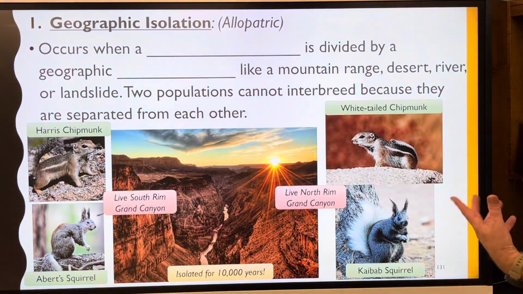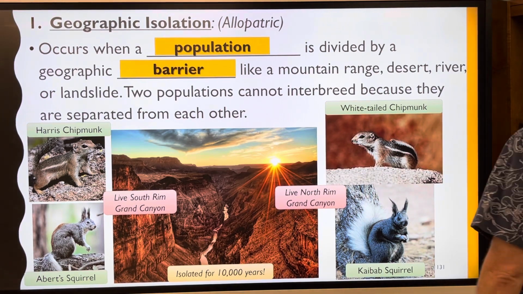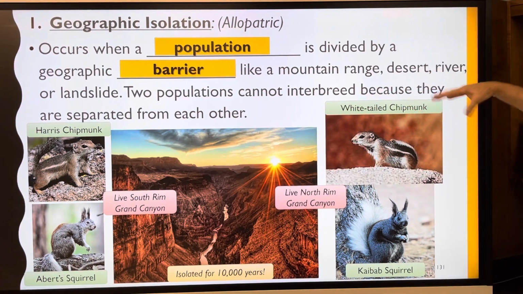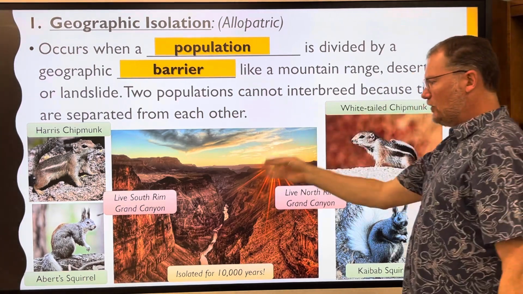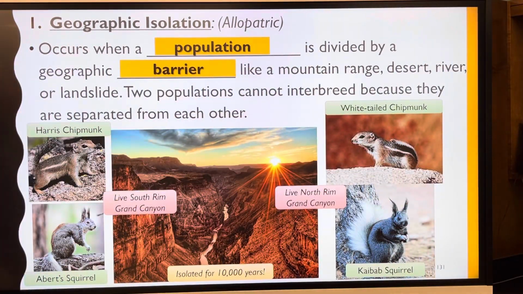The first one is geographic isolation, and this is the easiest one to understand. So it's called allopatric. It occurs when a population is divided by a barrier, like a mountain range, a desert, a river, or a landslide, and two populations can't interbreed anymore, so they're separate from each other, and that's what the Grand Canyon did to these squirrels and chipmunks.